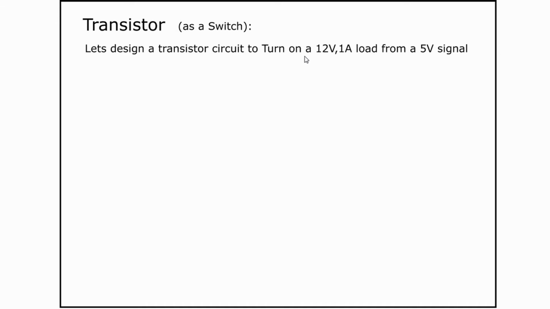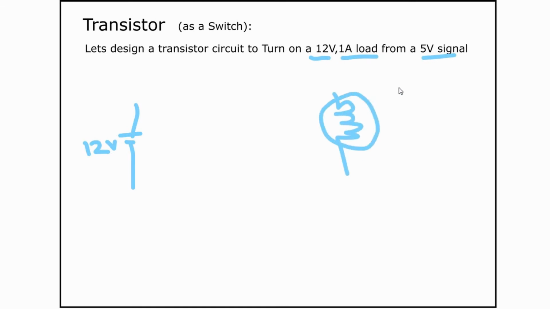Now let's design a transistor circuit where we want to turn on a 12 volt 1 amp load from a 5 volt signal. Let's assume that a 5 volt signal is coming from a microcontroller and our load is a bulb or a fan. So we have a 12 volt supply, and we have a bulb. Let's assume it's a bulb which has a current rating of 1 amp.